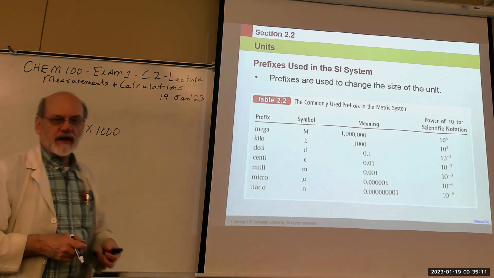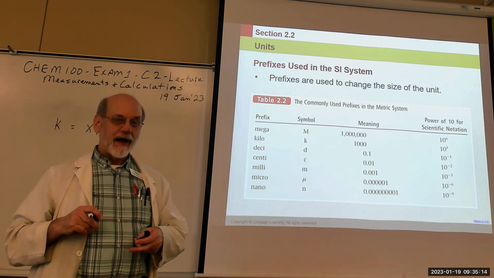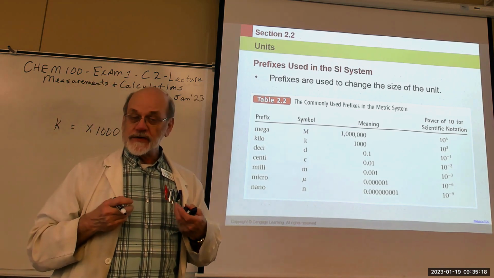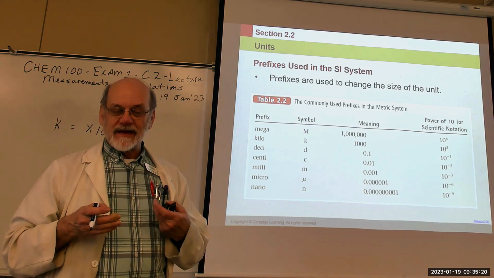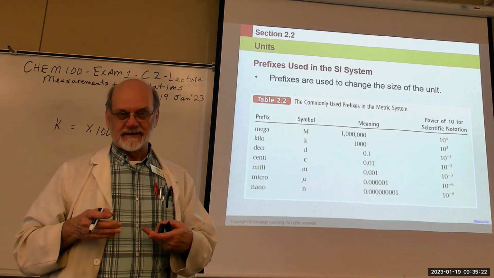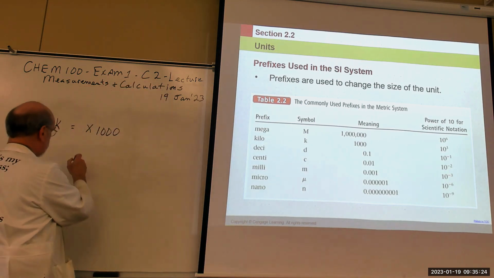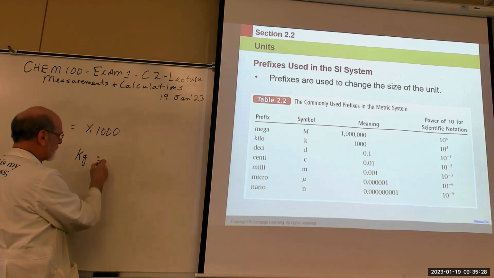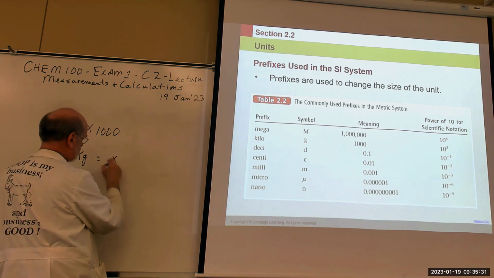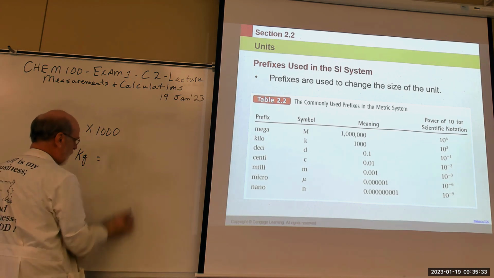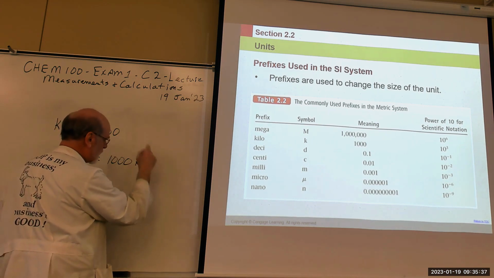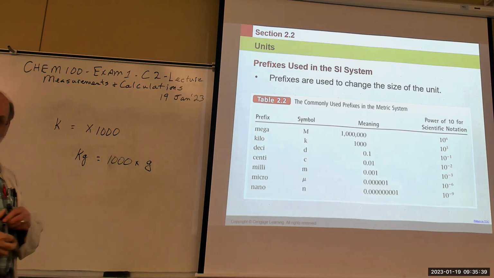And let's focus on the kilogram, right? We've got a fundamental unit called the kilogram, but notice that the kilogram has a prefix in it, right? So the kilogram is actually 1,000 times a gram, okay?